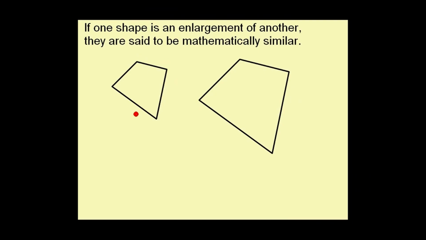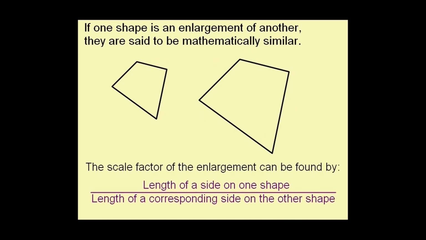These two shapes here are mathematically similar. What that means is that the bigger one is an enlargement of the smaller one. Whenever we have an enlargement, we have a scale factor. We can find the scale factor like this.